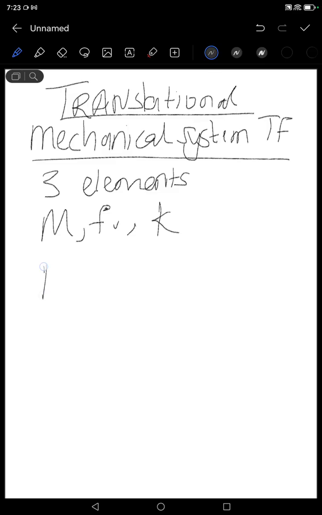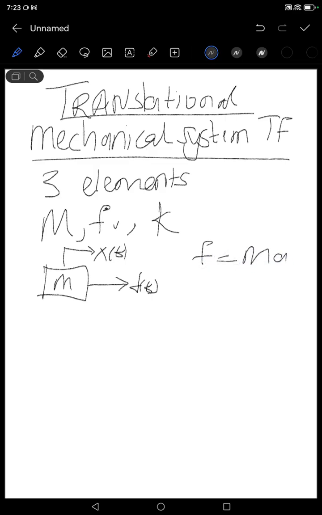Let's say we have a mass like this, and then we have a force going to the right, and then we have a displacement like this. Now we can generate an equation of motion from this diagram. We're going to use Newton's second law method, where F equals ma. Remember, here we have a displacement, so we can also write our a in terms of x. To write a in terms of x, it's going to be x double dot.